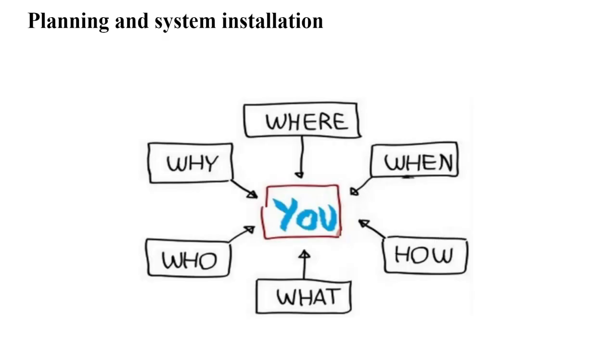So for planning and system installation, you need to answer these questions. You are making it. What are the requirements that you need to fulfill? Who are you making it for? Why are you making the system? Where is it going to be implemented? Is it going to be implemented in the systems department, or is it a system-wide, company-wide system? When is it going to be implemented? How long will it take to implement? How does the execution occur? So these questions will be answered in 1.1.